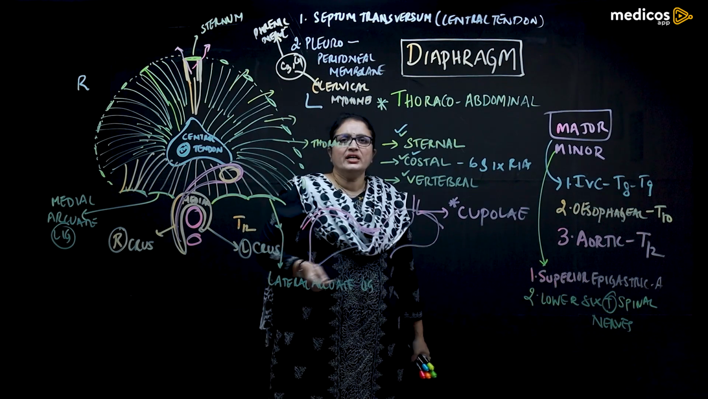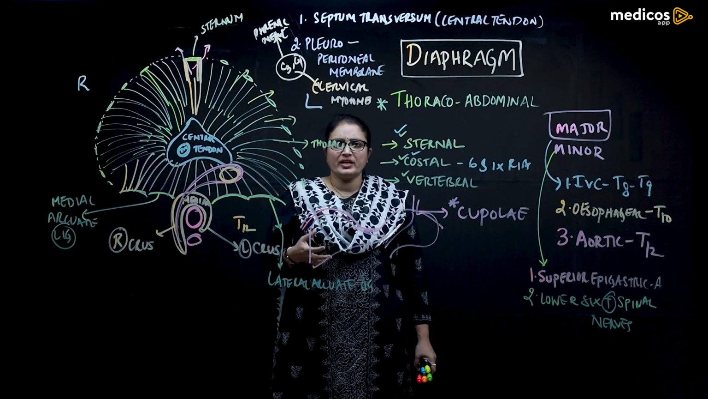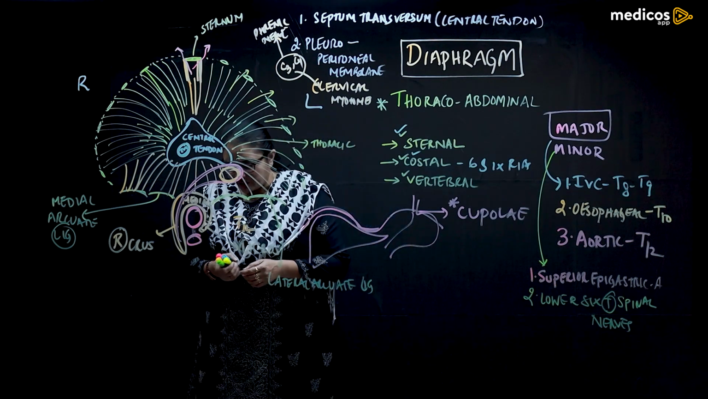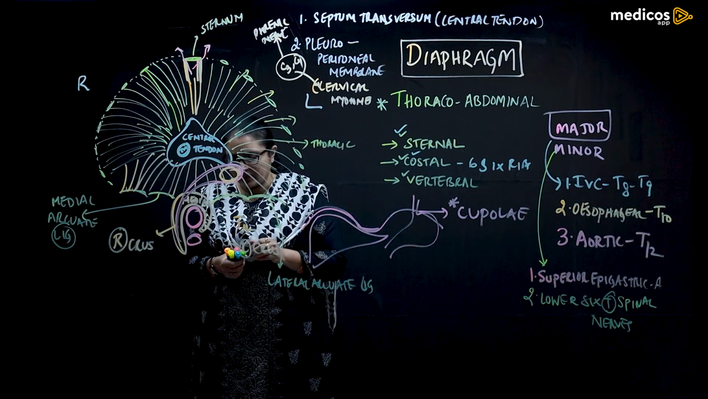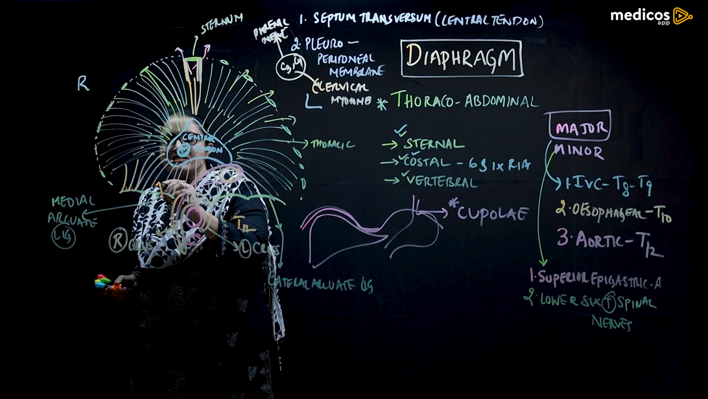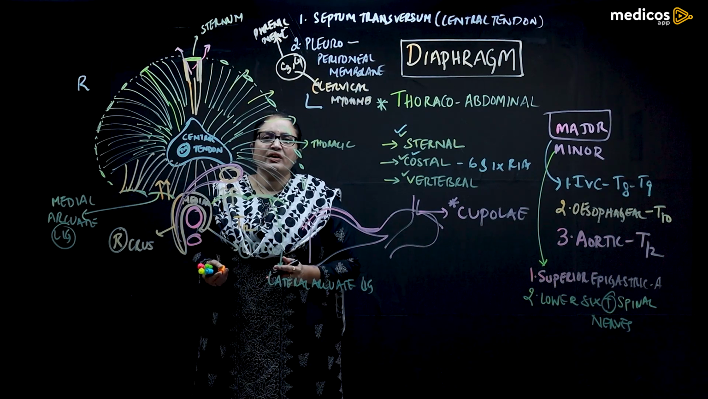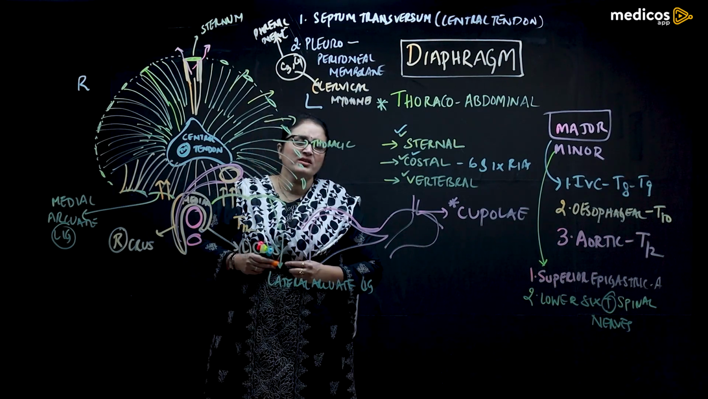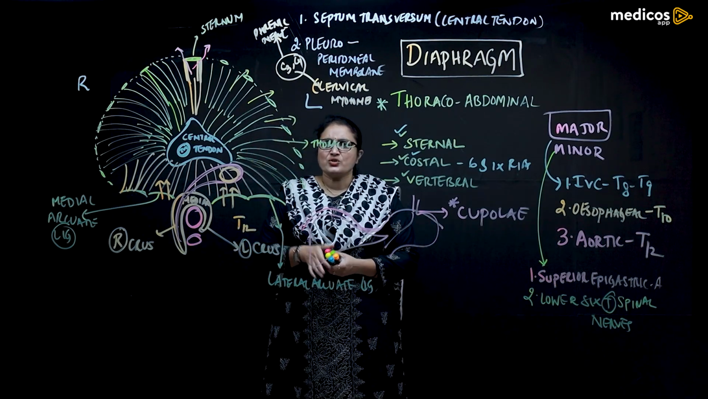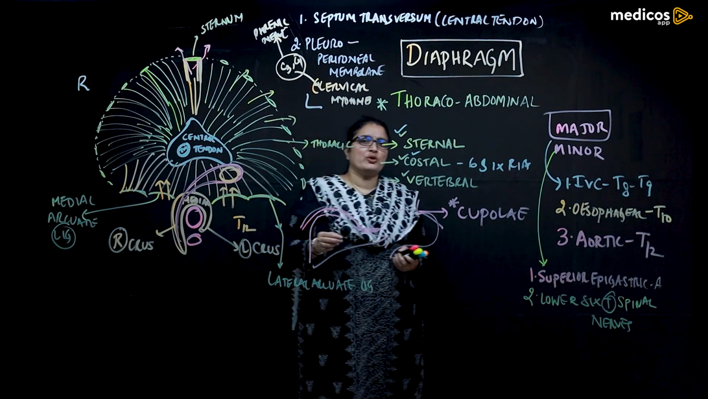Please remember the major openings: inferior vena cava, esophageal, and aortic. The minor ones are for the superior epigastric vessels and the lower 6 spinal nerves. Not only that, in relation to the medial and lateral arcuate ligaments, just beneath the medial arcuate ligament, you have the subcostal nerves and vessels. So these are all minute openings. Just remember the two most important ones, the major and minor openings in the diaphragm. Now a small note on how the diaphragm helps in inspiration.